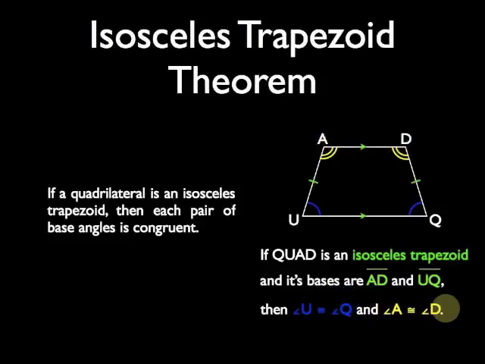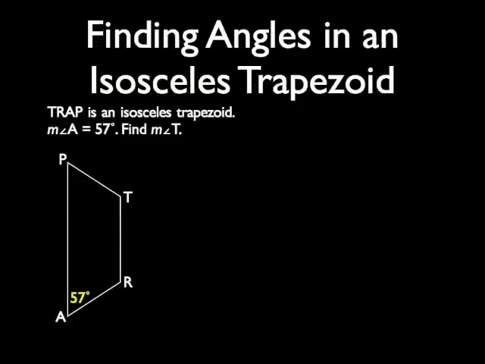This is very similar to the isosceles triangle theorem that says the base angles are congruent, but in an isosceles trapezoid there are two pairs of base angles, and within the pairs the angles are congruent to each other. Now that we know a little bit about trapezoids, particularly isosceles trapezoids, let's put all of our information to work.